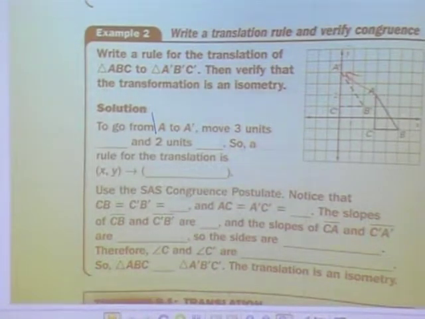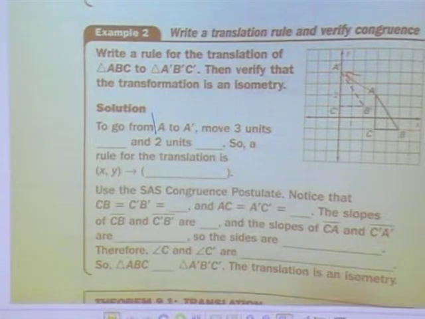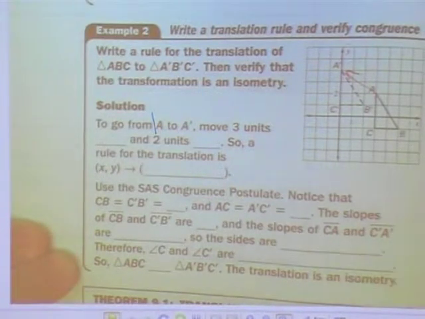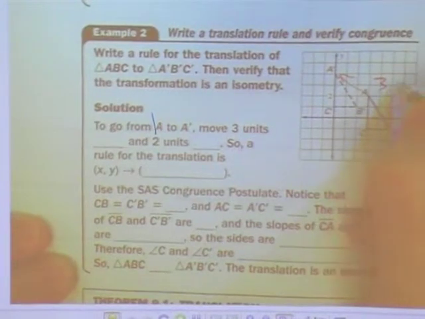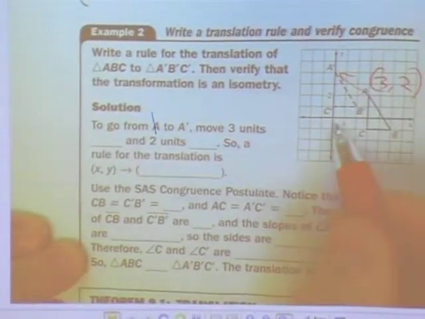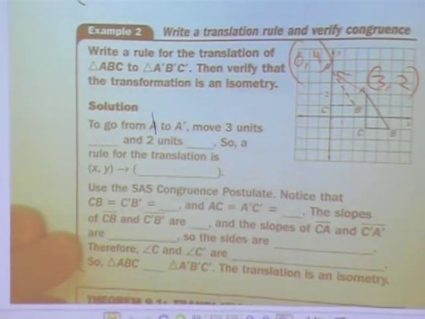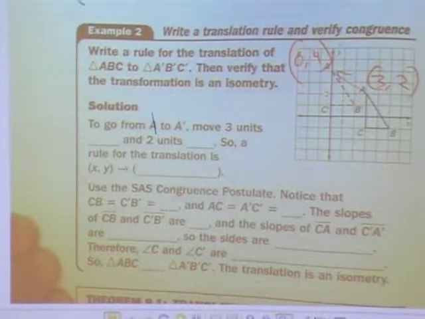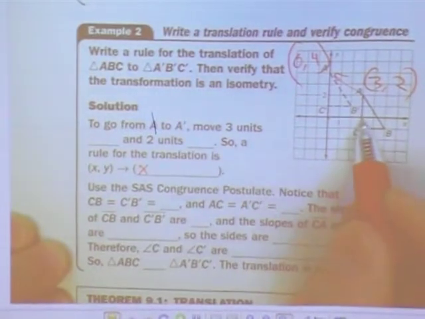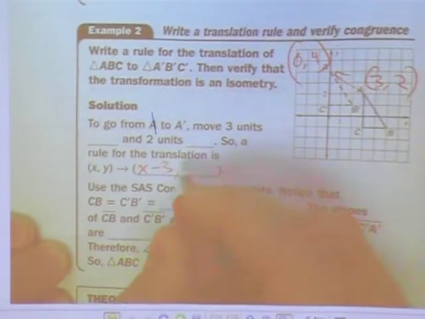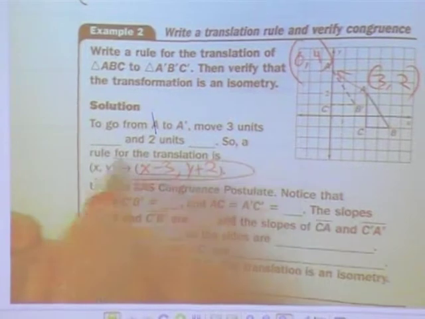Your X value, did you go left or right? Left. So that means minus. What's the coordinate on A? 3, 2. What's the coordinate on A prime? 0, 4. What happened to the X value? X minus 3. You subtracted 3. And on Y, what did you do? You went up 2. X minus 3, plus 2. There is your rule.